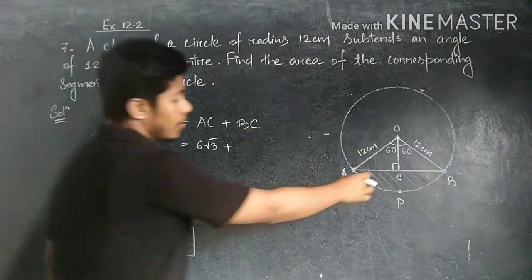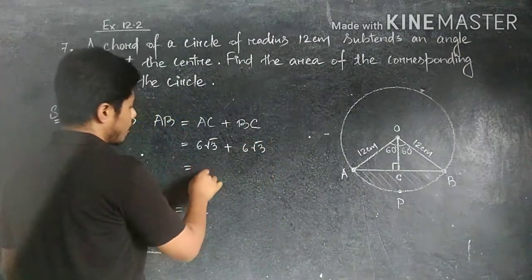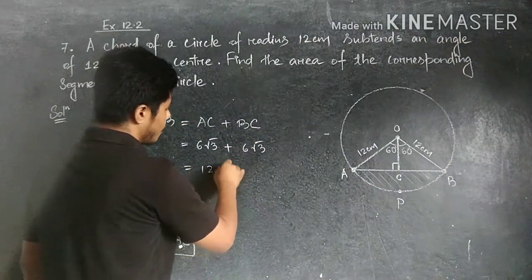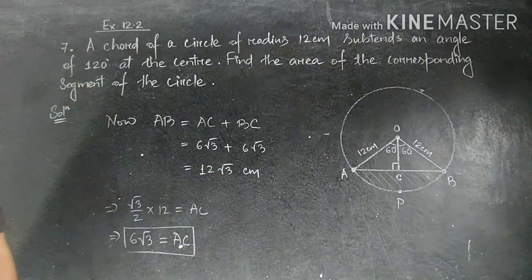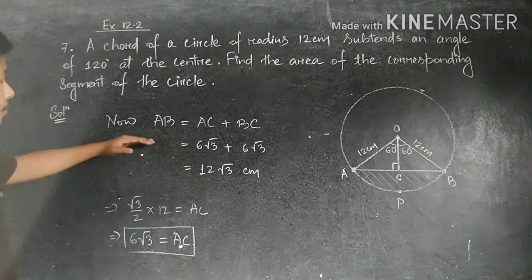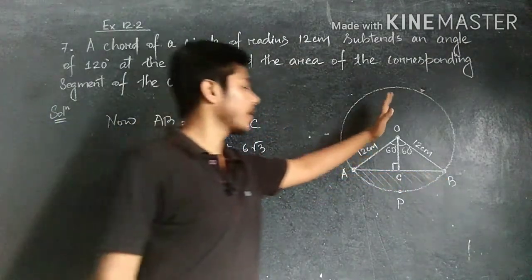Already we know these two lengths are equal, so this one also we write 6 root 3. So ultimately what you have to write here? 12 root 3 centimeter. Is it clear? So this one we have to write here 12 root 3 centimeter. So this one is AB. So we get here base as well as we get height.